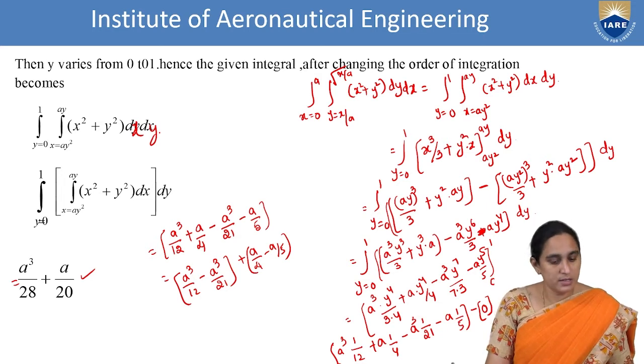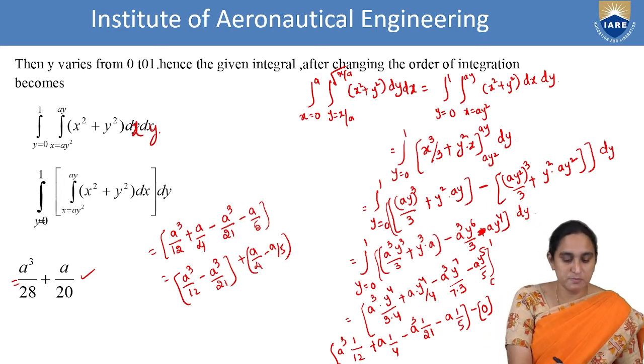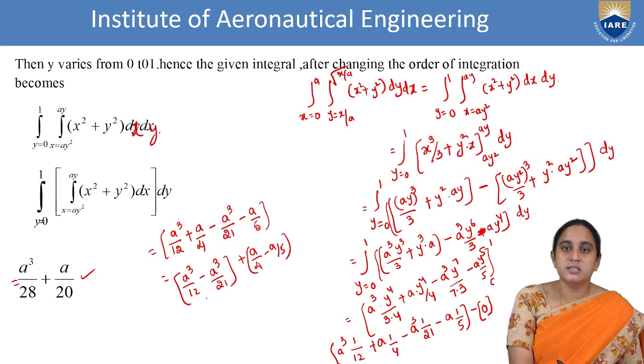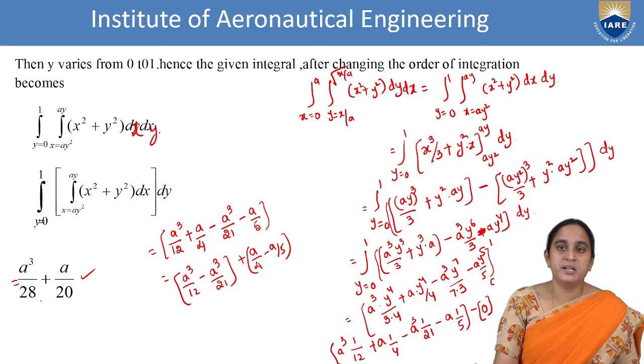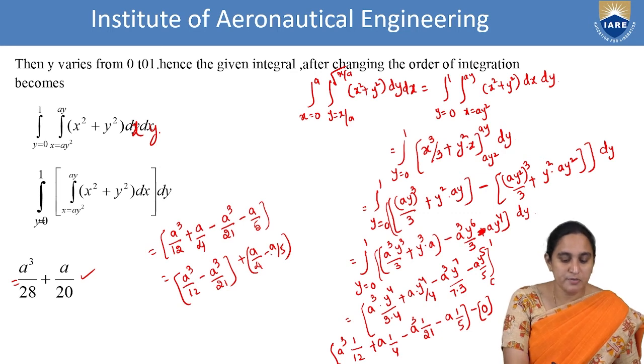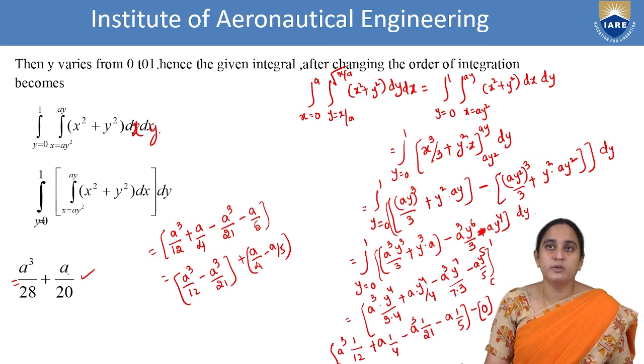That's the final answer for the first question. Just simplify here: take the LCM of 12 and 21 and subtract it. We got a cube by 28 directly. From this, a power 4 minus a power 5, the LCM of 4 and 5 is 20, substitute and subtract with this, and we got a by 20.